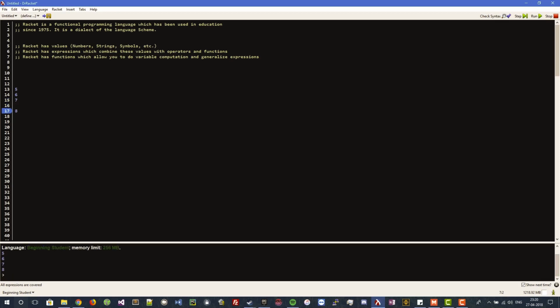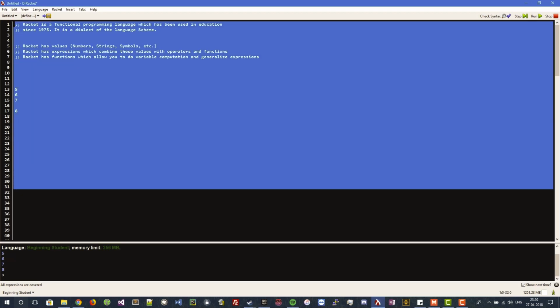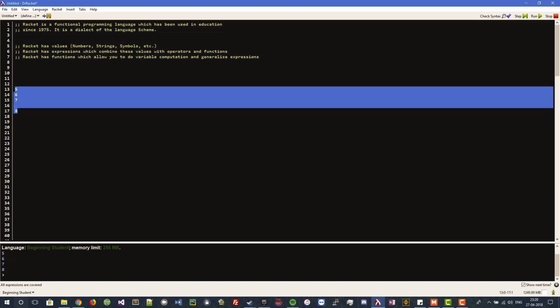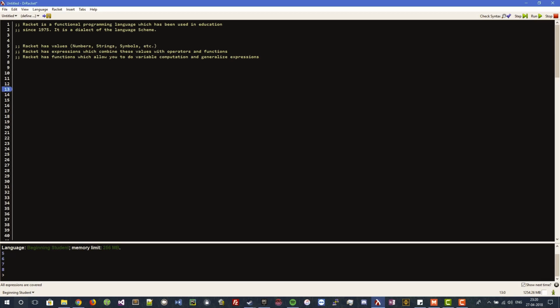By the way, this area here is the interactions window, and this is the definitions window where we write our code. Anyway, basically, if you type numbers, if you type values, it gives us exactly that. If we type strings, which you don't have to worry about too much for now, strings are text enclosed in double quotes, and if I run that, it's literally just going to give me that back.